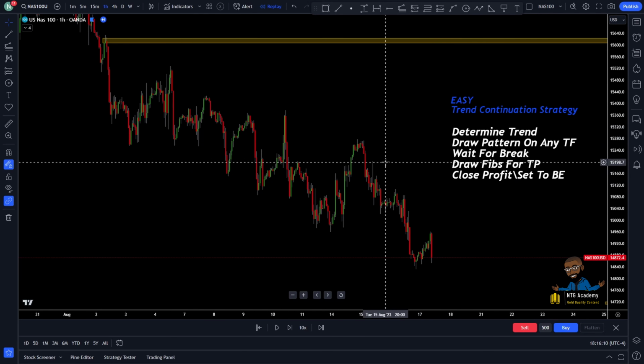How this strategy is going to go is, the first thing we want to do is determine the trend. We want to draw a pattern on any time frame, guys. This strategy works on any time frame. You can go from as low as the 1 second time frame to the daily time frame.